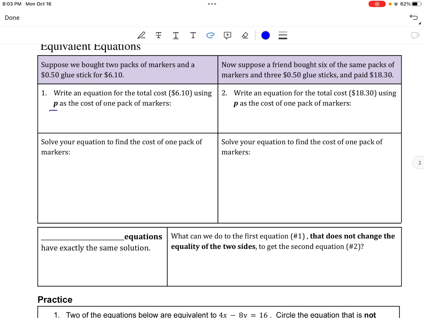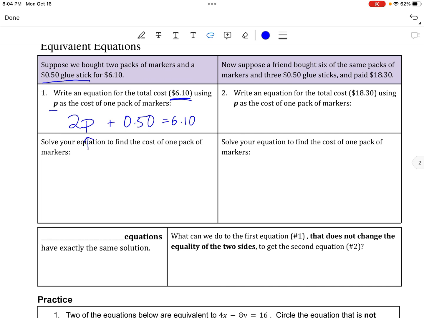Suppose we bought 2 packs of markers and a 50-cent glue stick for $6.10. Write an equation for the total cost, $6.10, using P as the cost of 1 pack of markers. So that's our unknown, the cost of a pack of markers. But we know how many we got. We know we got 2, so we'd have to multiply 2 times however much a marker cost. And then we know we bought just a single glue stick, so we're going to have to add 50 cents to the cost of markers.